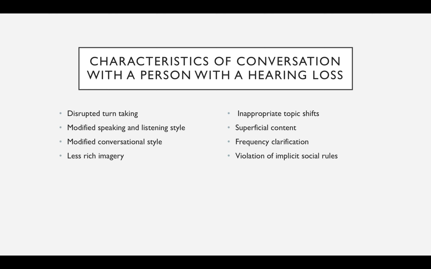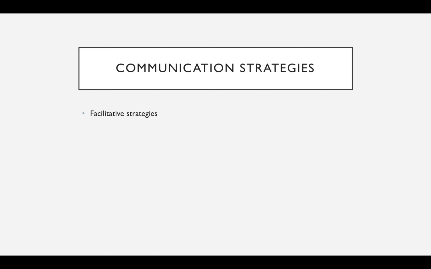then violation of implicit social rules. So this kind of goes back to those inappropriate topic shifts and that disrupted turn taking and just not really following the typical pattern of conversation, or maybe not replying because they're just really not sure what you said, and then disrupted grounding. So for communication strategies, there are two.